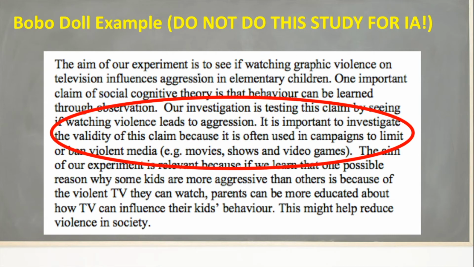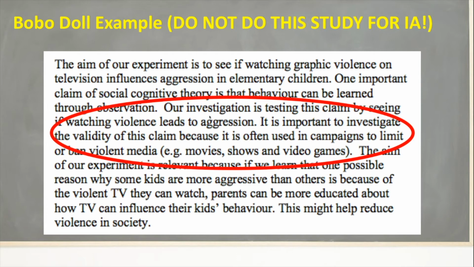Here we've got an example of what a paragraph combining the second piece of advice I gave you and this one might look like. Now this is based on the Bobo doll study. Do not do this for your IA. This is another example you shouldn't do. So I've got here the aim of the experiment, and then I've got the important claim that's stated, and then I'm saying our investigation is testing this claim.